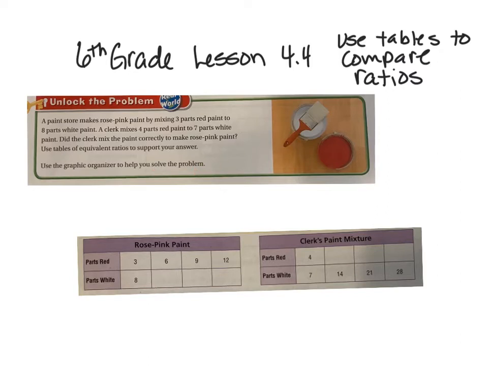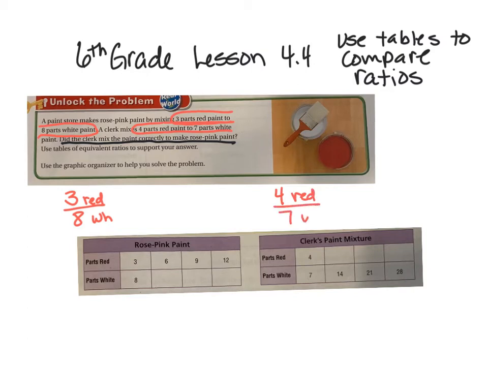Now we're going to go ahead and underline the question. The question is, did the clerk mix the paint correctly in the ratios that he needed to have it be the right color? Circle the information we were given. The right mixture is 3 parts red to 8 parts white. And the clerk mixed it 4 parts red to 7 parts white. So we'll have to take a look at that. We have a ratio of 3 red to 8 white compared to 4 red to 7 white.